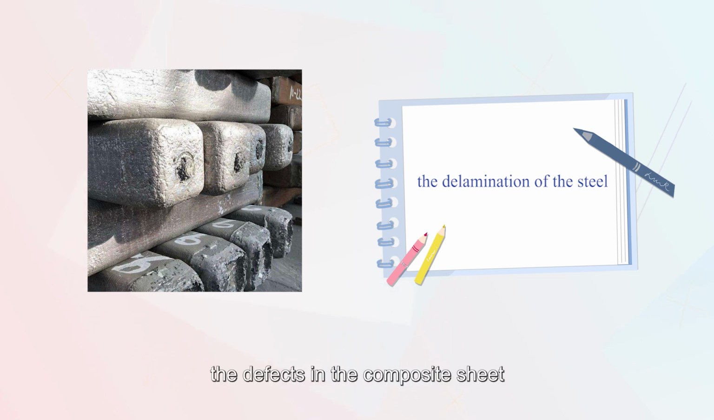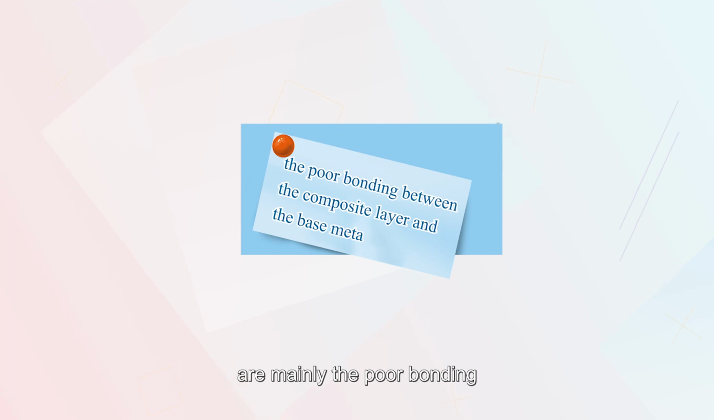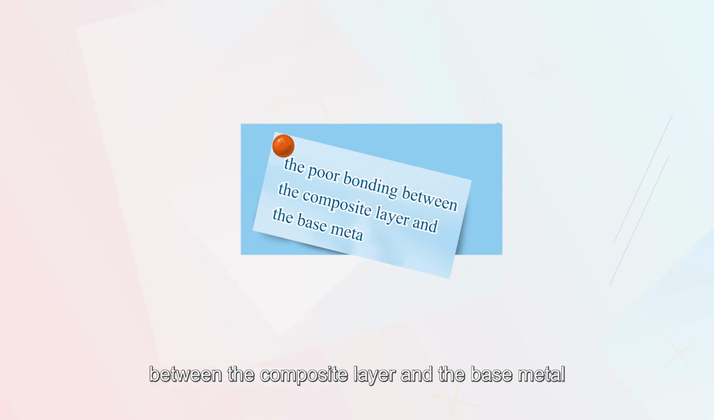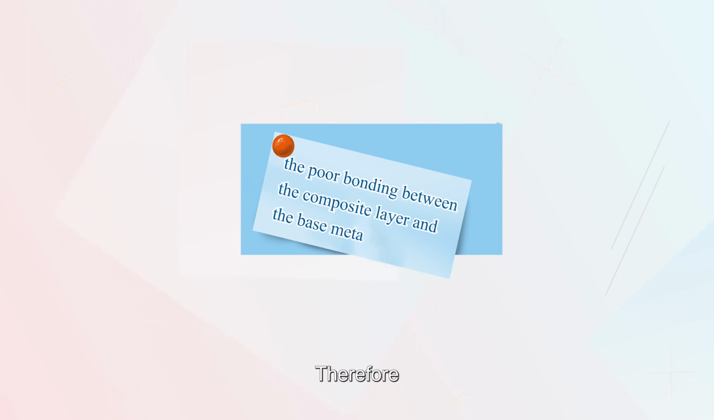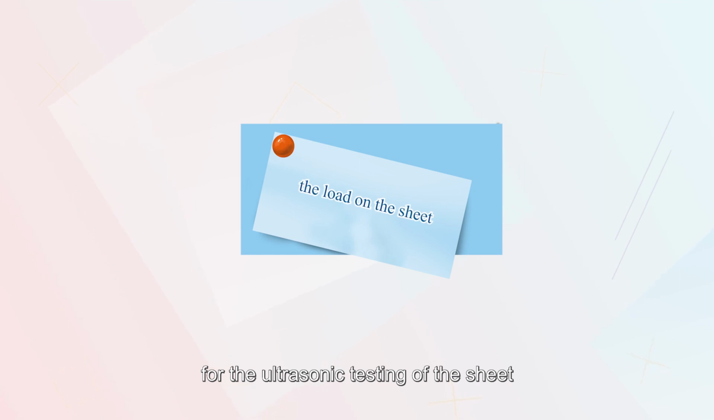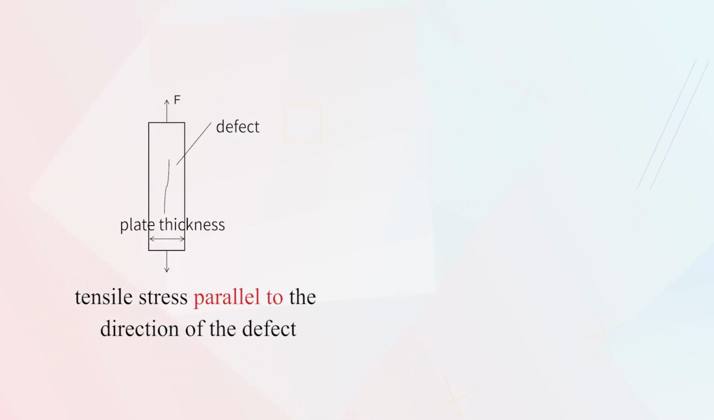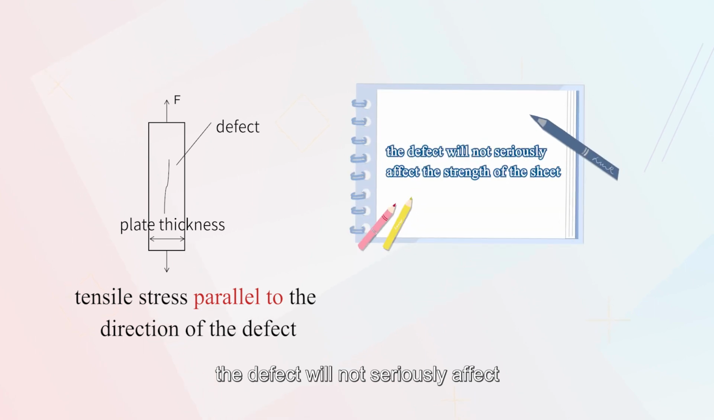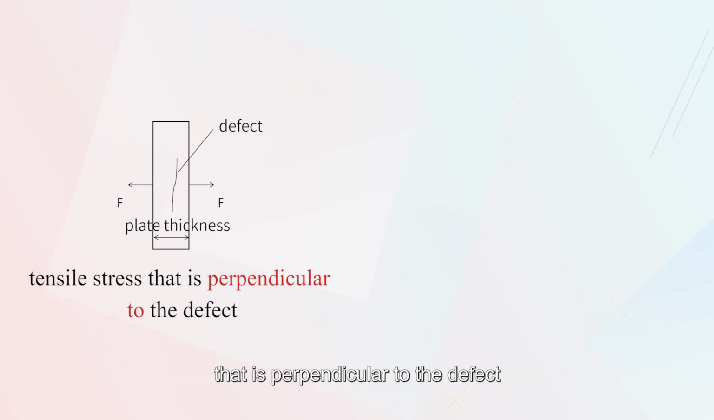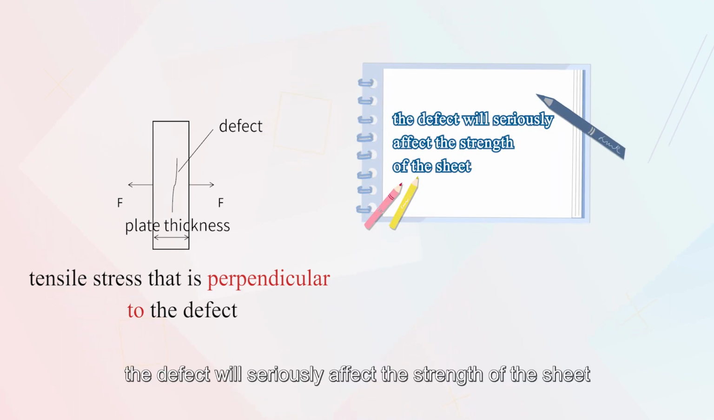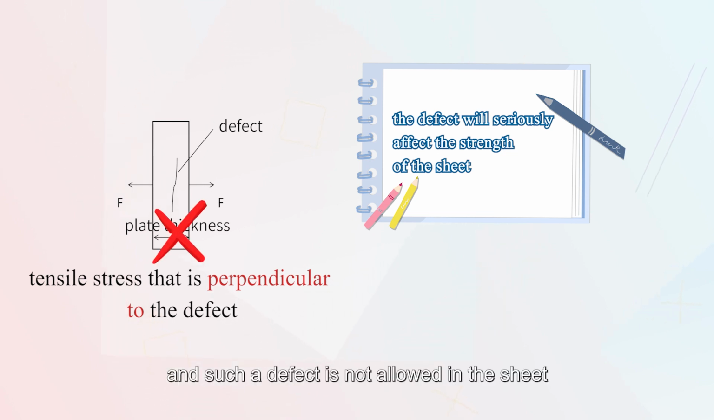In addition, the defects in the composite sheet are mainly the poor bonding between the composite layer and the base metal, and the phenomena of complete or incomplete separation at the interface. Therefore, for the ultrasonic testing of the sheet, the load on the sheet needs to be considered. When the sheet is subjected to tensile stress parallel to the direction of the defect, the defect will not seriously affect the strength of the sheet. When the sheet is subjected to tensile stress that is perpendicular to the defect, it will seriously affect the strength of the sheet, and such a defect is not allowed in the sheet.